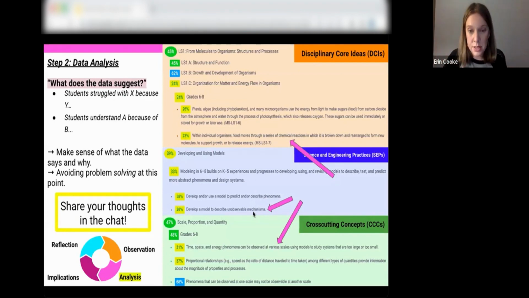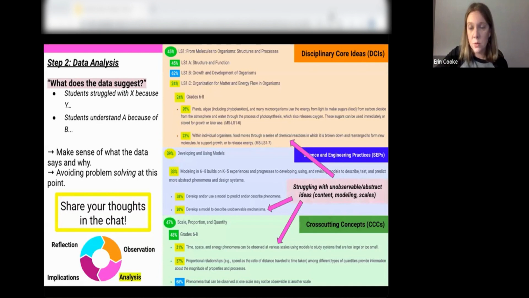And then even in that cross-cutting concept, even though they're doing pretty great with that last bullet point down at the bottom, do y'all see that? The 68%, that phenomena can be observed at one scale, may not be observable at another scale. So that's just saying they know that some things can be observed and some things can't be observed, but can they actually model those unobservable things like time, space, and more than likely what was being assessed here, that energy being modeled at different scales.